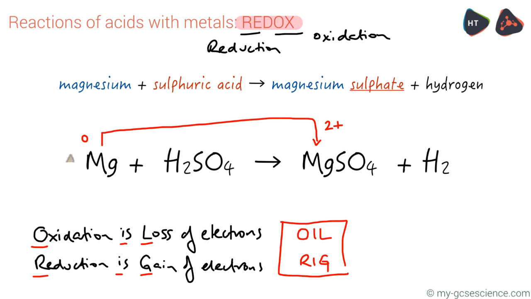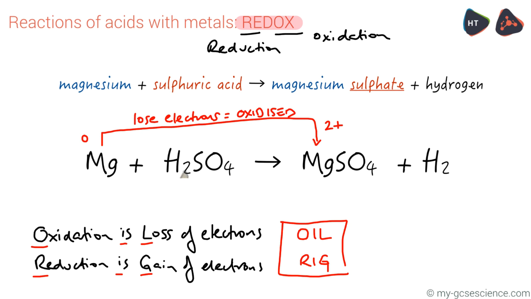If you remember going back to ionic bonding, the way that elements become ions is by losing or gaining electrons. So in order to go from a 0 charge, a neutral charge, to a 2+ charge, the magnesium has to lose electrons in order to become more positive. So in this reaction, the magnesium has lost 2 electrons, and that means, because oxidation is loss, that it was oxidized. So let's have a look at what must be reduced.